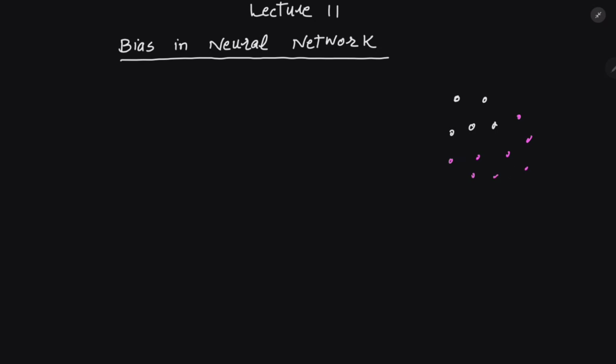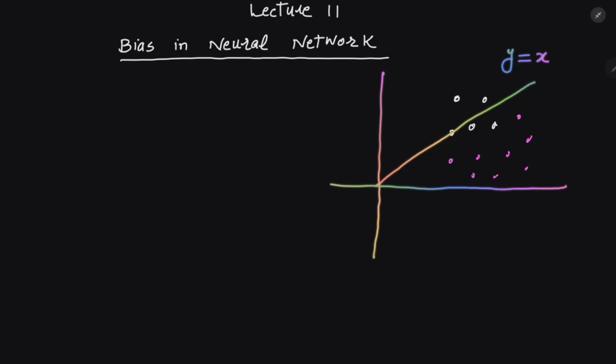And suppose that there is a line that always remains static. Suppose this is a line that passes through the origin, and this is the coordinate system. Now you can see that if we have this static line, then it is not classifying the data into the white and the other color.